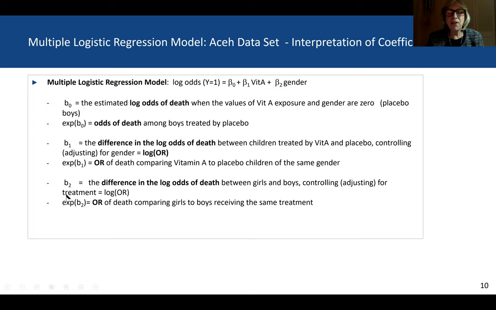And when both vitamin A is zero, meaning placebo, and gender is zero, meaning boys, B naught is the estimated log odds of death among boys who are treated by placebo. And that coefficient is estimated by 0.06. So what are our interpretations here? We saw that the coefficients change slightly in this regression in which we account for gender in looking at the adjusted relationship between vitamin A and log odds of death.